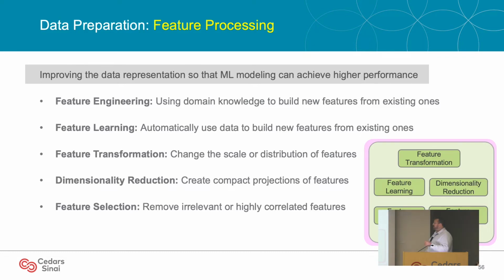Feature learning. This is the automated version of feature engineering, where we're actually using machine learning or other strategies to automatically build new features from existing ones that we can then pass on to modeling. Then there's feature transformation. This is where we might want to change the scale or distribution of features in the data set, and there's a few reasons for doing that. Dimensionality reduction, where we can create compact projections of features, and feature selection, where we want to remove irrelevant and highly correlated features. I'm going to go into a little bit more depth on all of these.